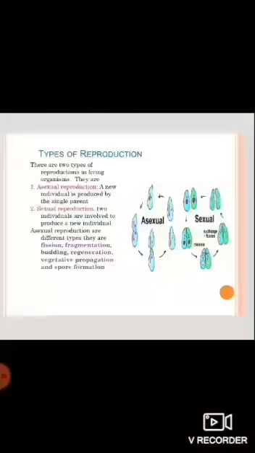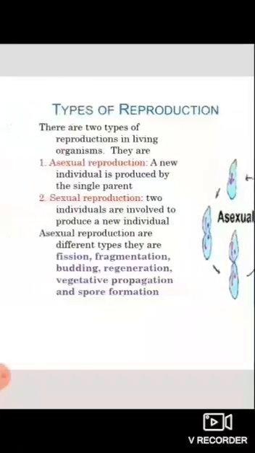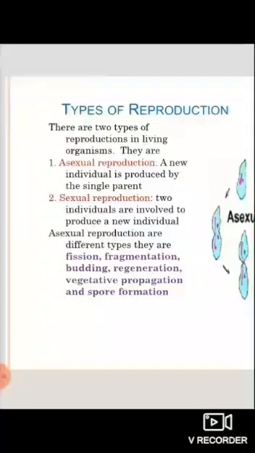Types of reproduction. There are two types of reproduction in living organisms. They are asexual reproduction and sexual reproduction. Asexual reproduction is that in which a single parent is involved in the reproduction process and it produces the daughter one. Whereas in sexual reproduction, two individuals are involved to produce a new individual.